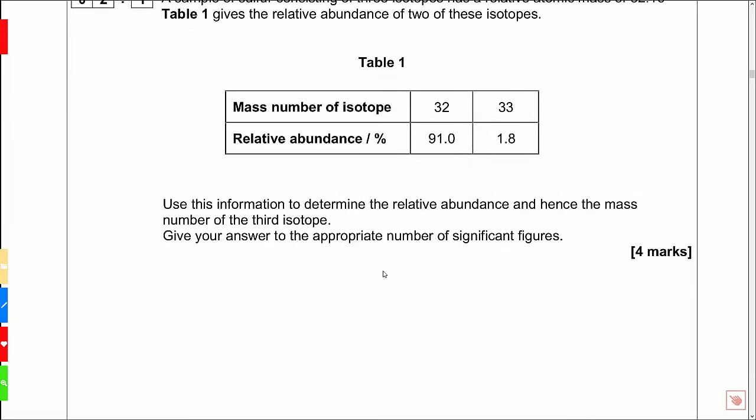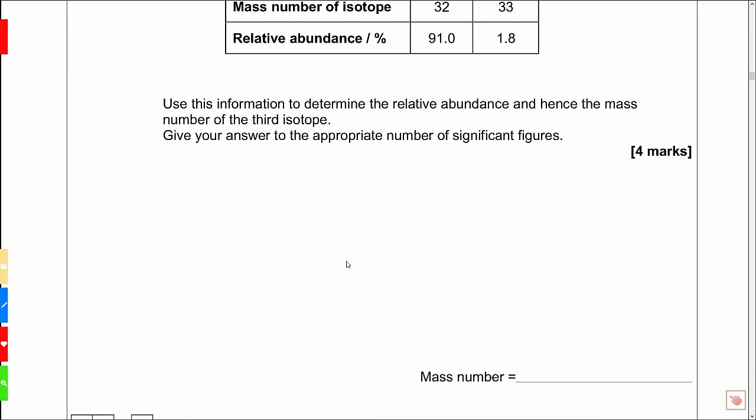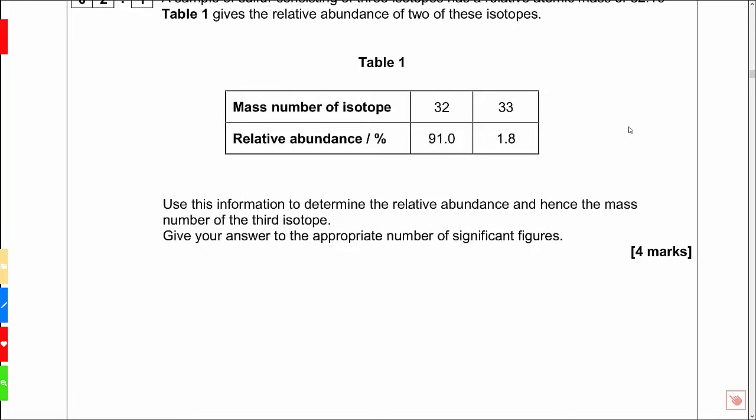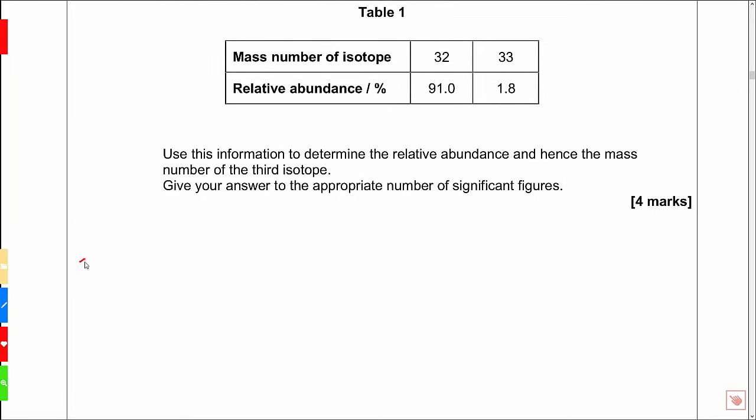So we know, as before, relative atomic mass is equal to our abundance times our isotopic mass. This time we have relative atomic mass, so 32.16 is going to be equal to, make sure you get this the right way around as well, 32 times 91, add 33 times 1.8, and our final sample is going to be, we're going to call it X. They're a little bit more keen on algebra and things now.